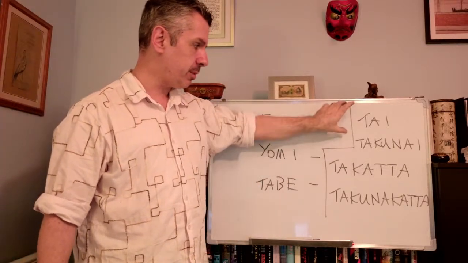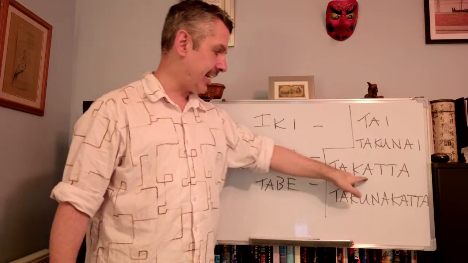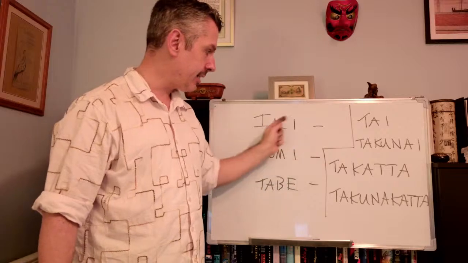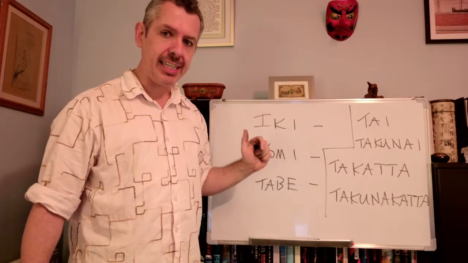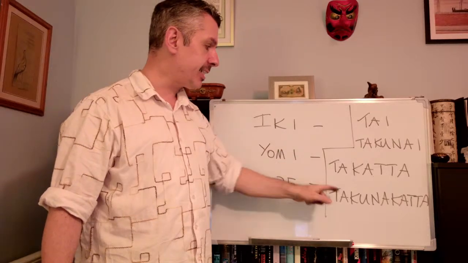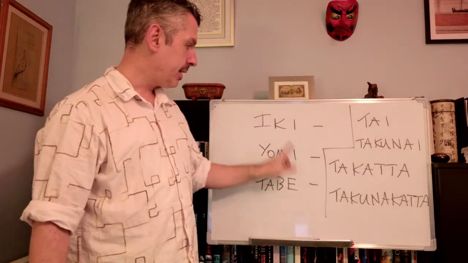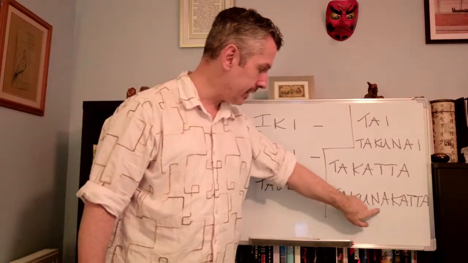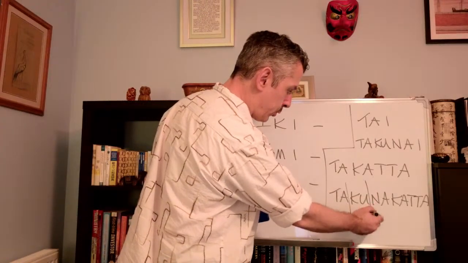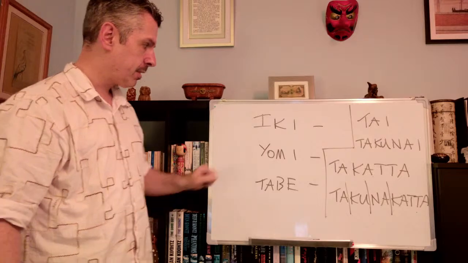Want to and don't want to. Present case, okay? Now the past: takatta. Remember your small pause there. Ikitakatta. Did want to. I wanted to go. Ikitakatta. Ikitaku nakatta. Taku nakatta. Small pause with the double T there.